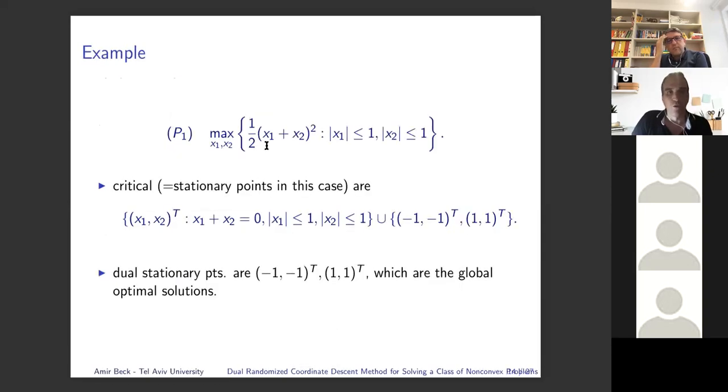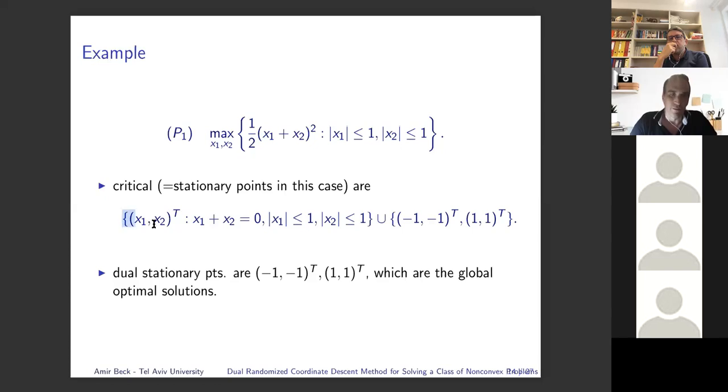So for example, let's look at this problem. It's a maximization of half of x1 plus x2 squared over the L infinity 1 ball. Critical or stationary points in this case are actually the same. It's very much like the three PCA examples. So it doesn't matter in the primal space if we look at critical or stationary points.